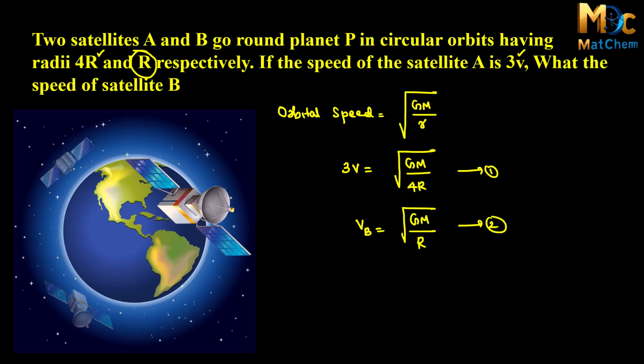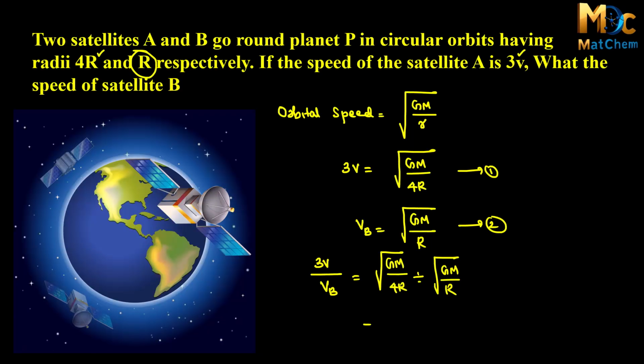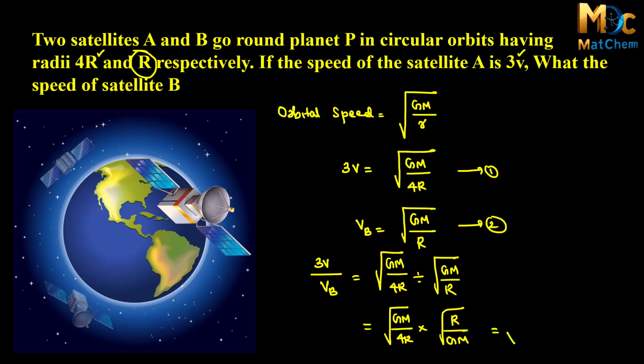If you divide equation number 1 by equation number 2, we can write 3v upon vB is equal to the square root of GM upon 4r divided by the square root of GM upon r. Since it is division, we can do reciprocal multiplication. That is the square root of GM upon 4r into the square root of r upon GM. We can write it together, so it becomes the square root of GM upon 4r into r upon GM.